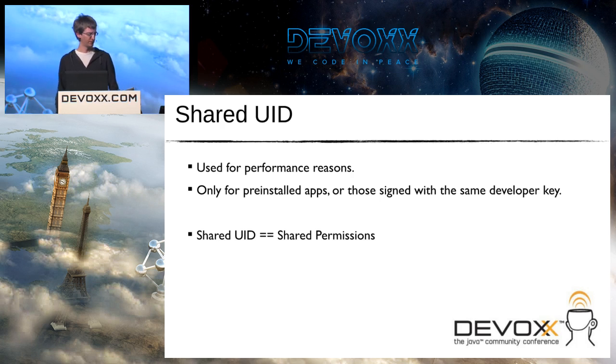Shared UIDs. They're rarely used. Where they are, it's normally for performance reasons. It allows your applications to interact with one another without going through the binder at the kernel level, so it's faster.